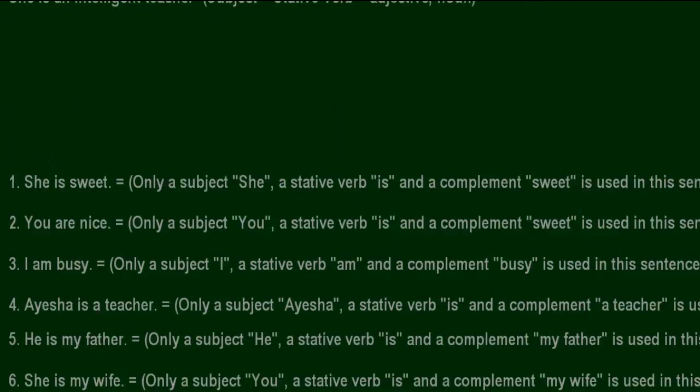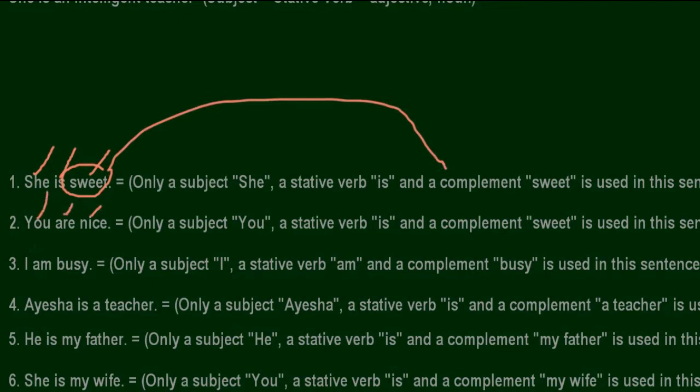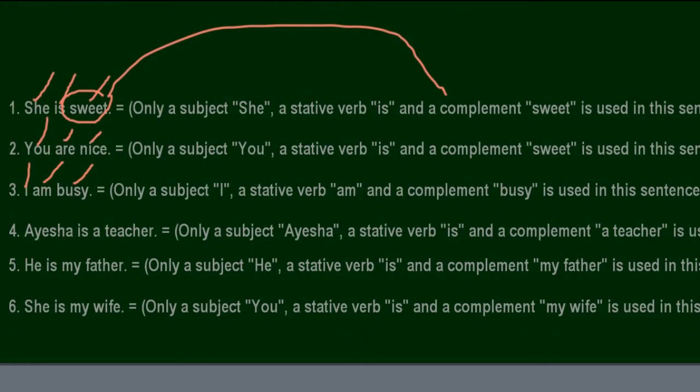She is sweet. So she is a subject, is is a stative verb, sweet is an adjective, and it is the complement. You are nice. You is the subject, are is a stative verb, nice is the complement. I am busy: I is the subject, am is a stative verb, busy is the complement. Aisha is a teacher. Aisha is the subject, is is a stative verb, teacher is a complement. He is my father. He is the subject, is is a stative verb, my father is a complement. She is my wife. She is the subject, is is a stative verb, my wife is a complement.